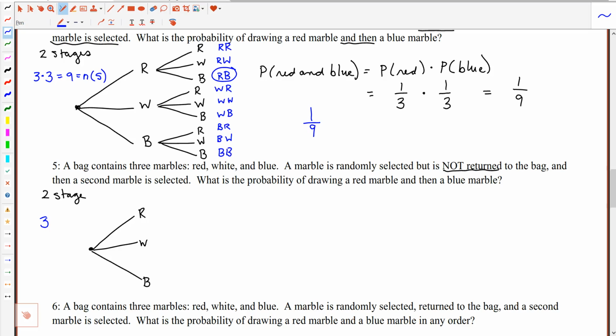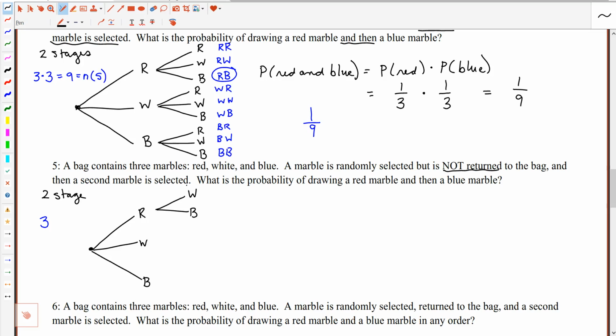So here's where things are going to change when we go to the second stage. Let's assume on the first stage you pull the red marble out. Imagine you've got this bag, you just pull the red marble out, and you're not going to return it to the bag. You're going to set it to the side. What marbles are left in the bag at that point? Just the white and blue marbles. So that'll be what ends up being on the branches off of red. Here's where things change a little bit, because the marble is not going to be put back in the bag.